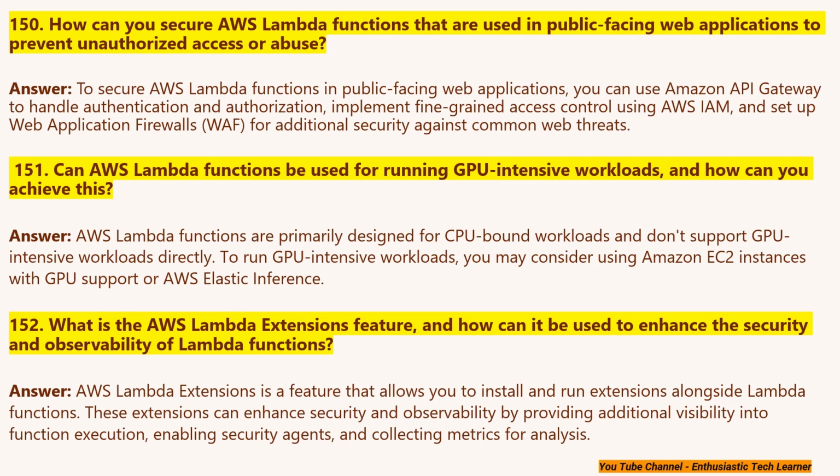What is the AWS Lambda Extensions feature, and how can it be used to enhance the security and observability of Lambda functions? Answer: AWS Lambda Extensions is a feature that allows you to install and run extensions alongside Lambda functions. These extensions can enhance security and observability by providing additional visibility into function execution, enabling security agents, and collecting metrics for analysis.